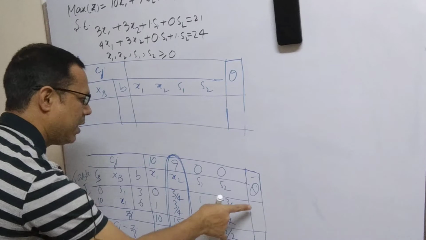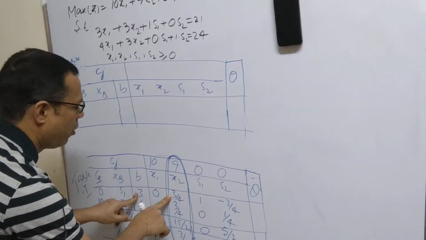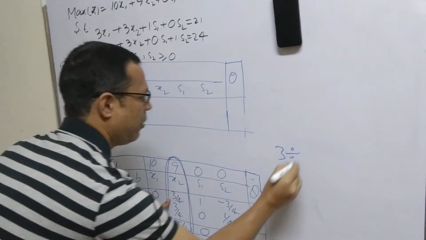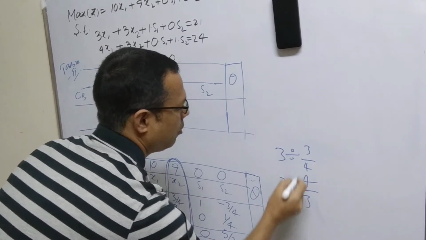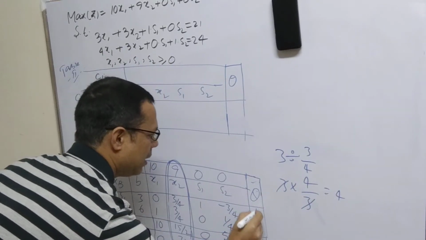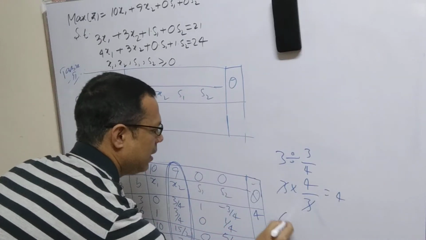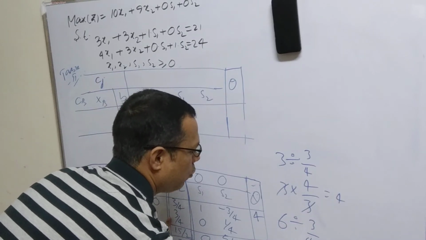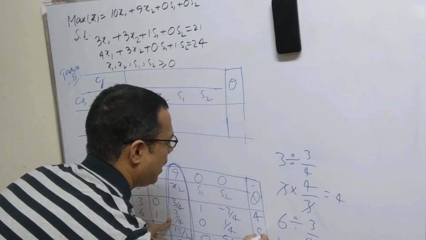Now how to find the theta? Theta is very simple. Take the values of B and divide by its respective key column elements. So 3 divided by 3 by 4. To solve this one, change it to 4 by 3, so we can write like this. This value is 4. Similarly, 6 divided by 3 by 4. So 6 into 4 by 3, 6 times 4 is 24, divided by 3 is 8. So you need to write here 8.